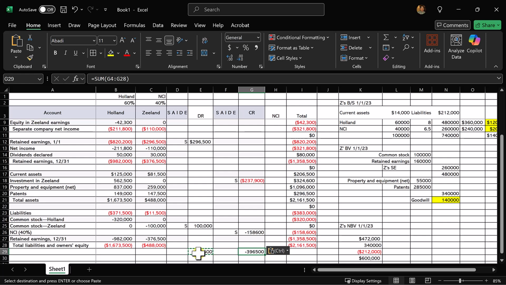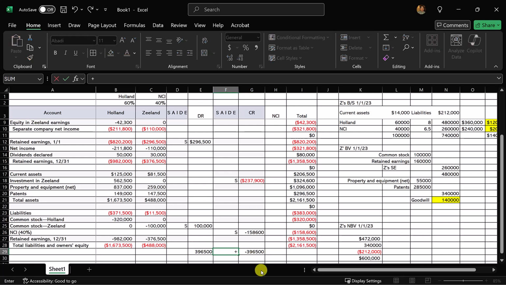And just to double check my total debits equal total credits, right here in the middle, let's add up the two totals. A positive plus this negative. Again, plus and plus. So it should always equal 0 after I finish at least each entry in the debit and credit consolidating entry columns. Okay, so I think I finished my S.